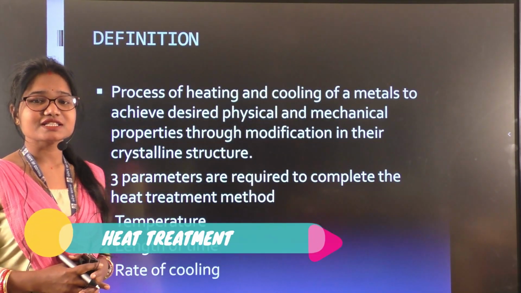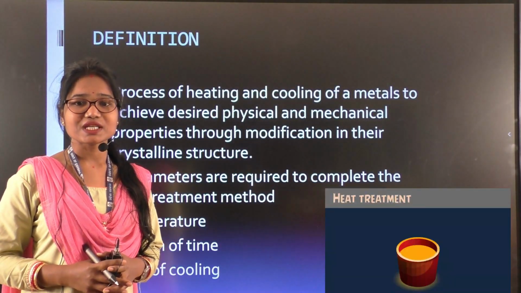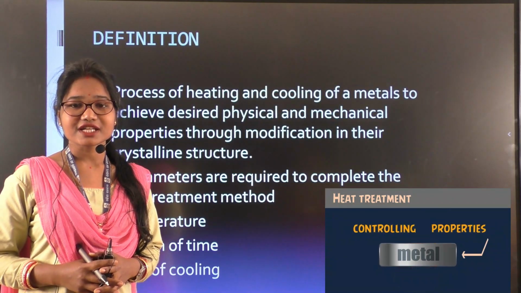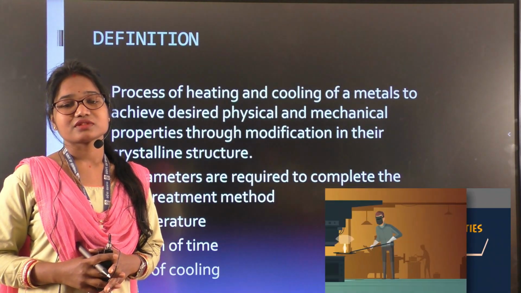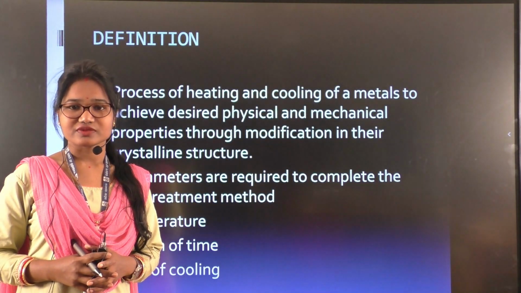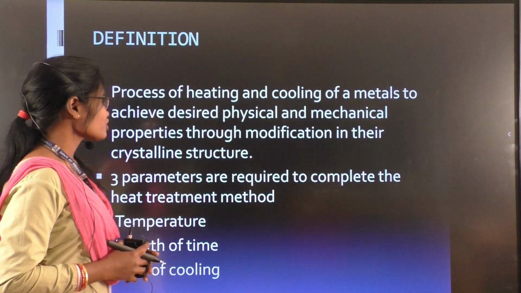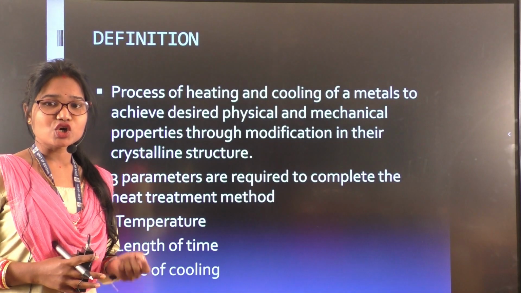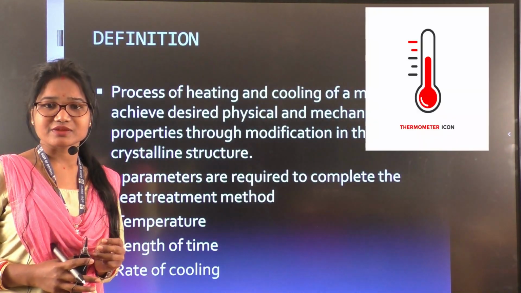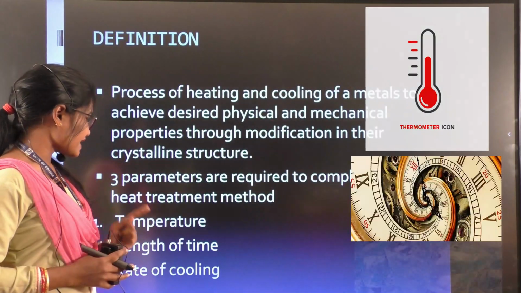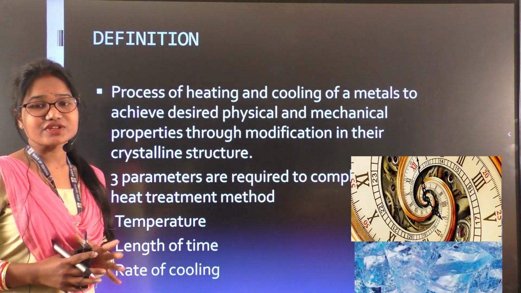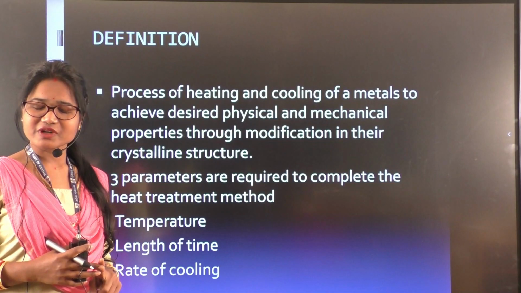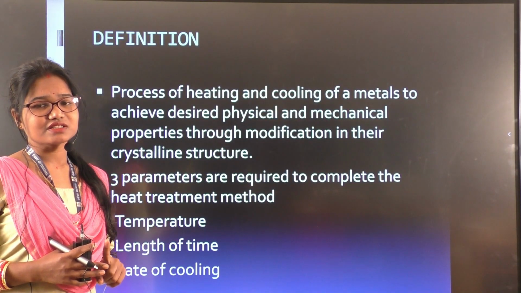Heat treatment is a process of heating and cooling of a substance at a desired rate or at a definite temperature through the modification of its crystalline form. So this is the heat treatment method. For a complete heat treatment method, we require three important parameters, and those are the temperature, the time and the rate of cooling. Temperature is a very important parameter.